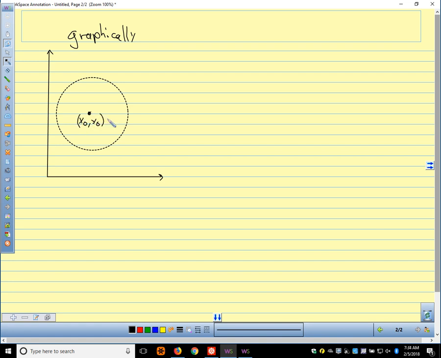There's x0, y0. The radius of this is delta. Notice that our boundary is dotted. We're not including the boundary. And everything inside here is where the square root of (x minus x0) squared plus (y minus y0) squared is less than delta. So that's our delta neighborhood, inside that little disk, inside that circle.